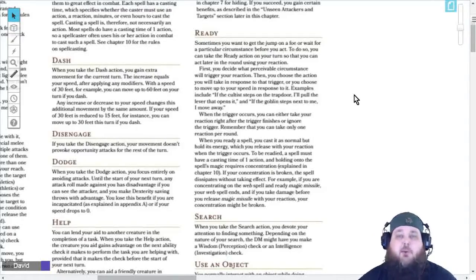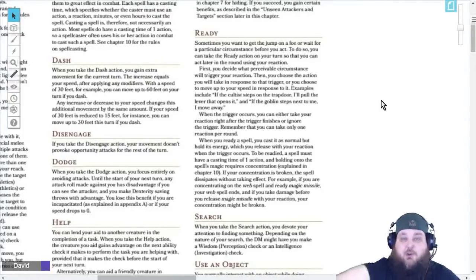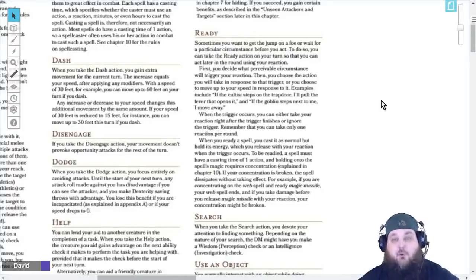This is where sometimes you may want to jump on a foe or wait for a particular circumstance before you act. To do so, you can declare you're taking a ready action on your turn, so you can act later in a round using your reaction. As long as you have a reaction left, you can ready an action. But if you ready an action and use your reaction on something else, like an opportunity attack, you've lost your readied action, because you can only take one reaction a round. So be careful. If you're readying an action, make sure you're saving your reaction for that readied action.